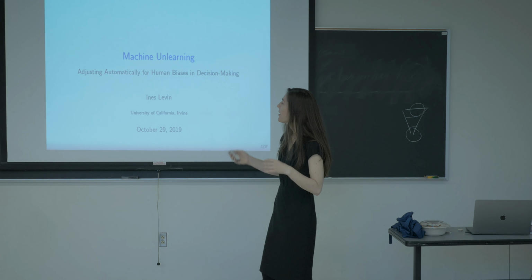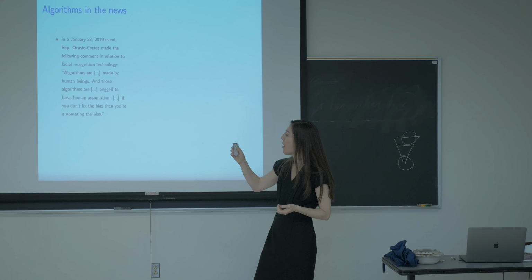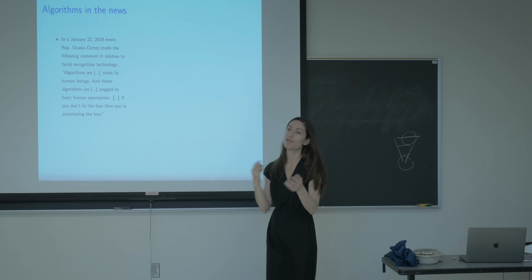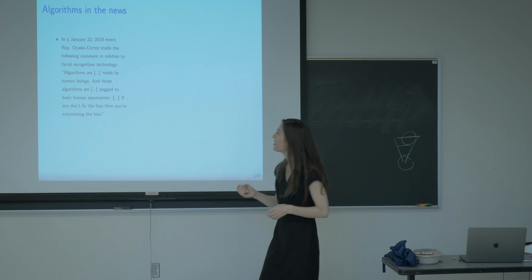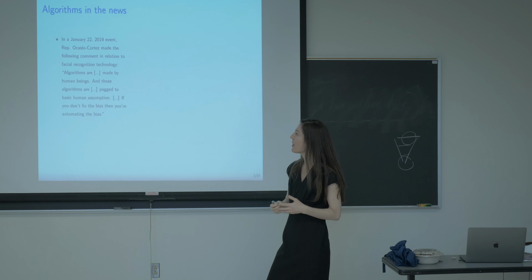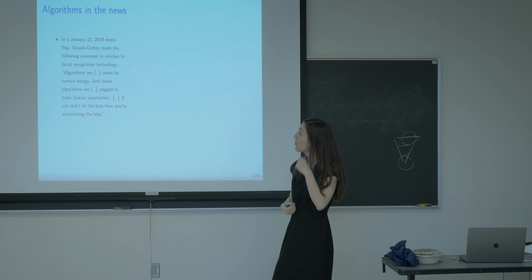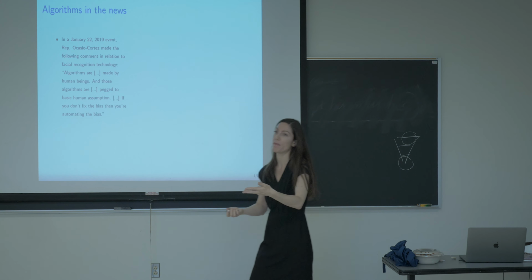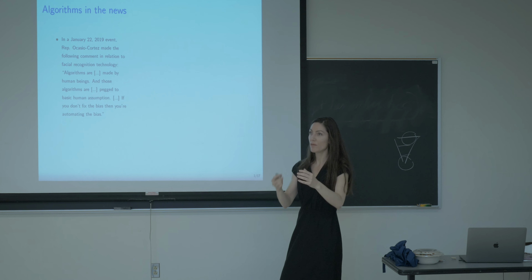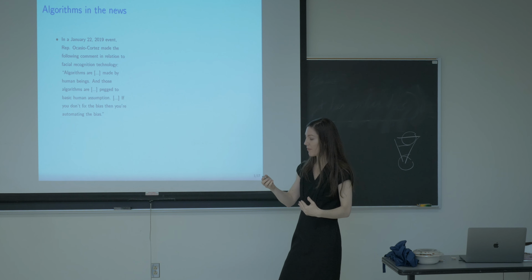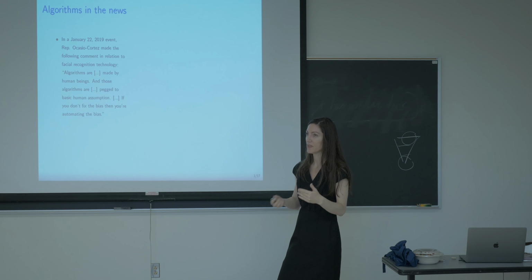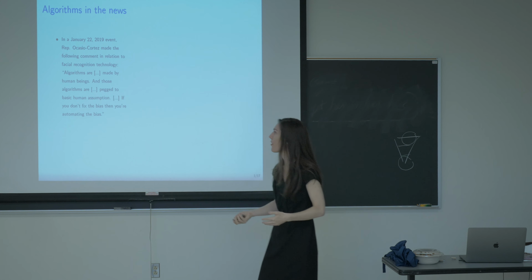In January of this year, for instance, Representative Ocasio-Cortez participated in an event where she said the following: algorithms are made by human beings, and those algorithms are pegged to basic human assumptions. If you don't fix the bias, then you are automating the bias. So she was talking about some of the risks of the type of technological change that I was talking about before.